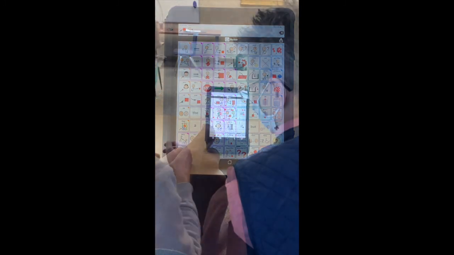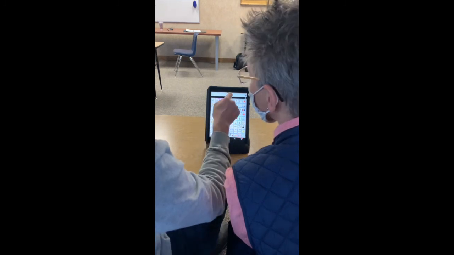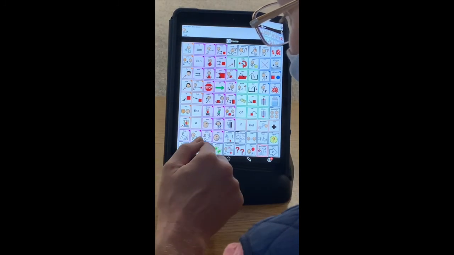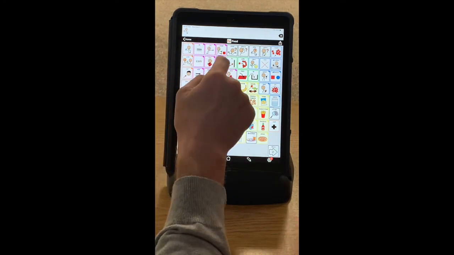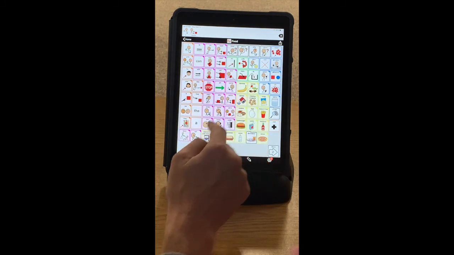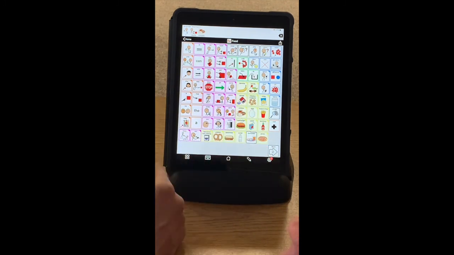What do you want to eat? Eat. Oh, I know what I want. I want some of those Oreos that are in the pantry. I want cookie. Oreos. I want cookie. I want some of those Oreos. How about you?